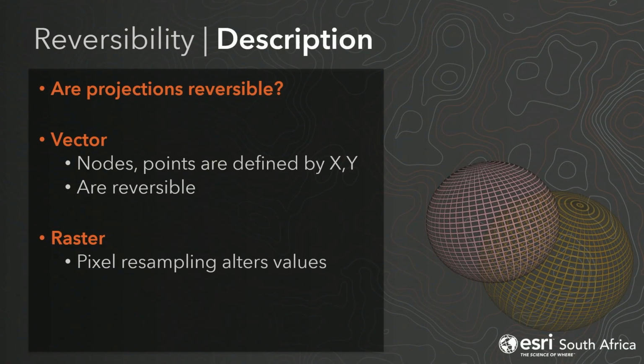So in the case of vector data, yes, it is reversible, because we're actually working with the coordinates and we rebuild the topology based on nodes and vertices, etc. But when you start working with raster, you need to be careful, because here you resample the pixels every time you do a projection, and those pixel values will slowly change.